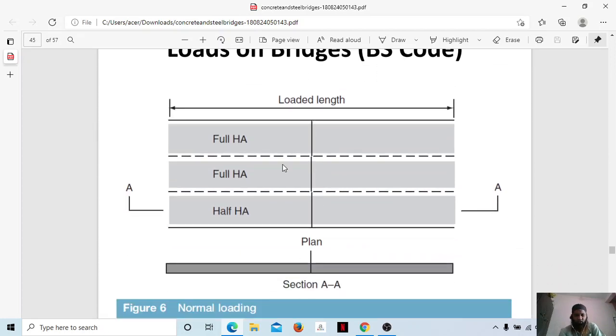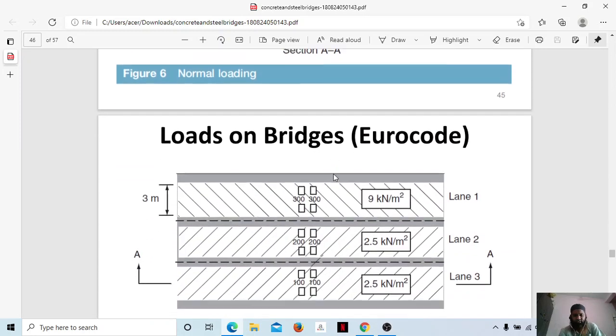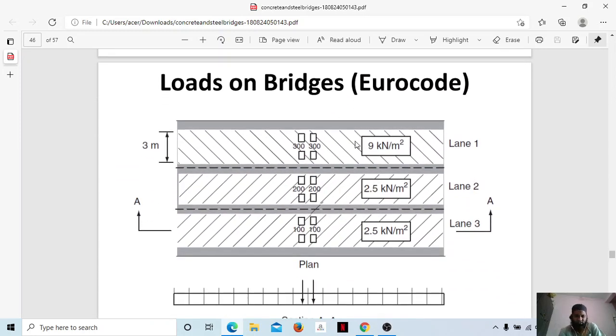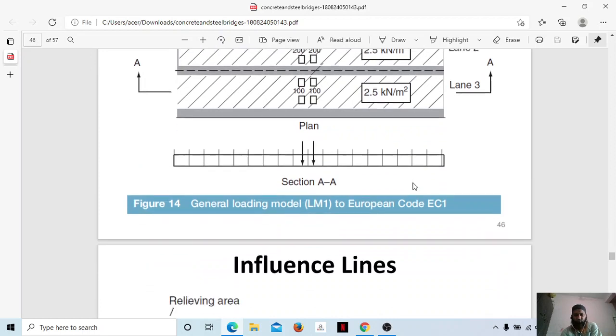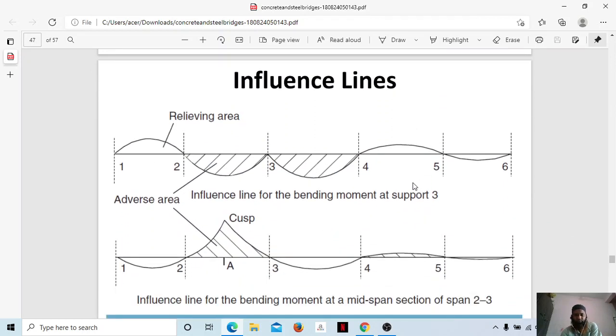Also loaded length. What is the amount of length here loaded? Normal loading. You can just see what the loading coming here is. So this is the loading for 3 meters. We have 9 kilonewton per meter square, and in between you have 2.5 kilonewton and 2.5 kilonewton. Lane 1, lane 2, lane 3. Basically, we are seeing what is the highest intensity of load coming onto it. So this is as per the European code.